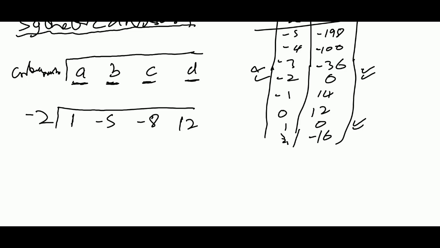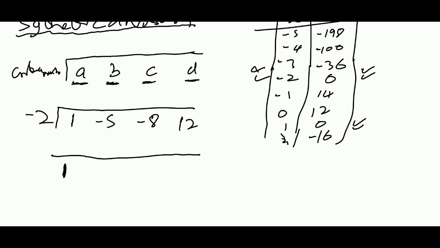When using synthetic division, you draw a line here. Let me draw a proper line. So you draw a line here. Always, you just take your a down. You bring your a down, which is here. Always, your a, you bring it down.